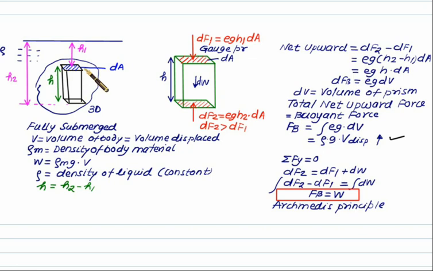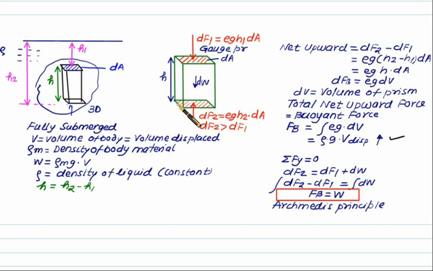So the pressure at this point is rho into g into H1. Similarly, we have the bottom plane, so pressure is acting here upward. That will be rho into g into H2. So if I take this element here, the downward force acting is rho multiplied by g multiplied by H1 multiplied by dA, and the upward force is rho into g into H2 into dA. Clearly here, the height H2 is more as compared to H1, so the upward force is more. That is dF2 is greater than dF1.